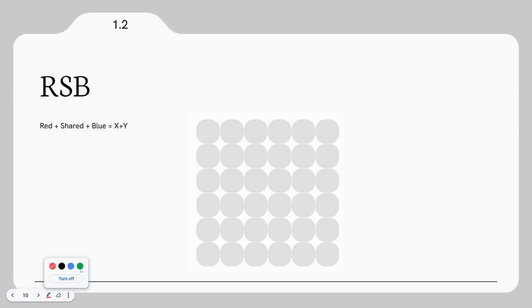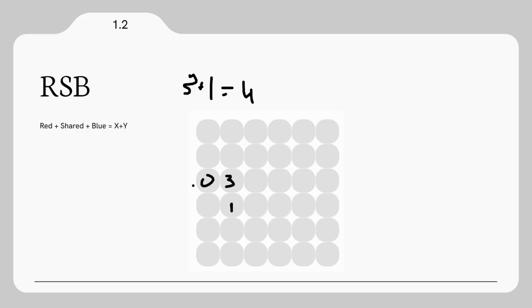We are now on to section 1.2, which is RSB. RSB is a rule that describes the behavior of 2 numbers right next to each other. Let's start with an example of 1 and 3. First, let's add the numbers together. Next, we're going to need to figure out how many slots are shared between the numbers. In this case, it's this 4 here.